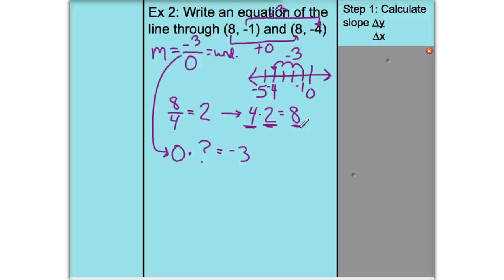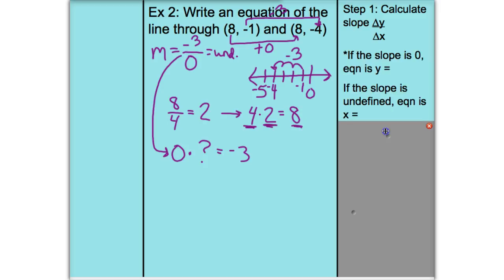So hopefully, after running through this, you now remember, depending on where the 0 is, if it's a 0 slope or an undefined slope. Division by 0, 0 in the denominator, is undefined. So our equation will be an x equals. Again, you don't have to memorize this. You do have to recognize if the slope is 0 or undefined, but you don't have to memorize if it's y equals or x equals. Look at your coordinates. Which value didn't change? In this case, x stayed 8, so we have an x equals 8 equation for this line.